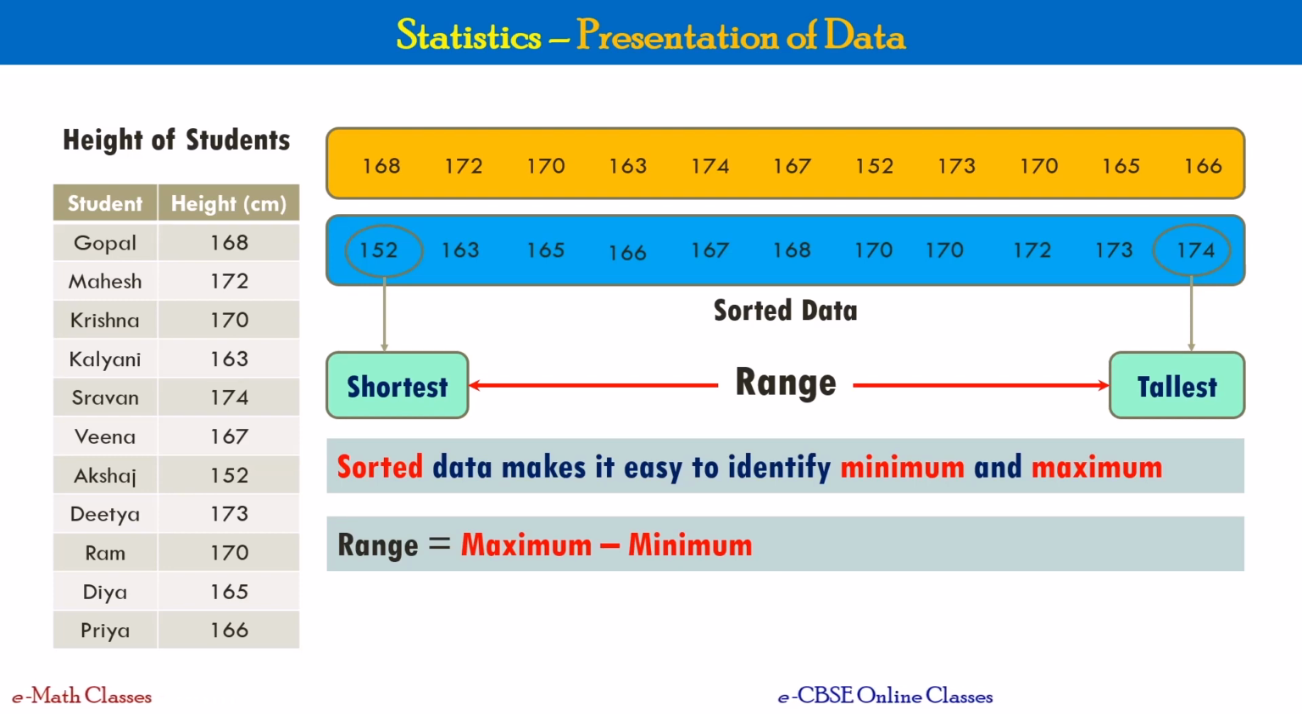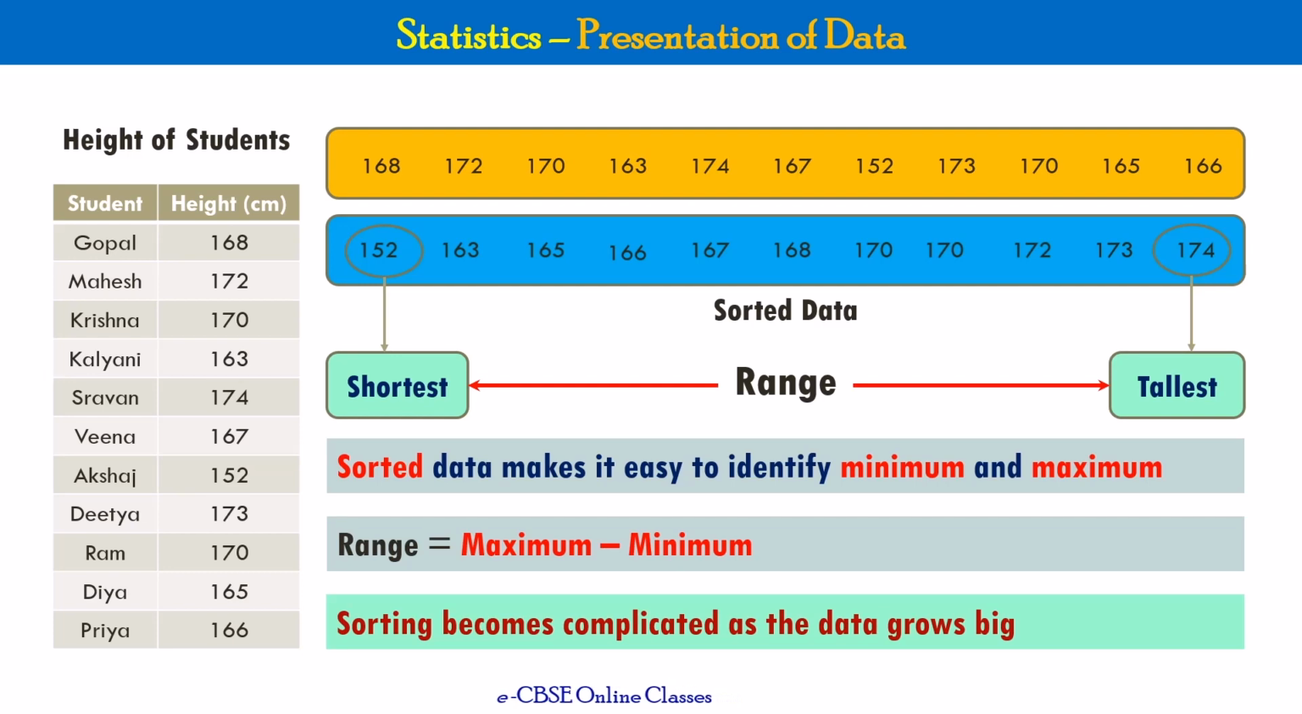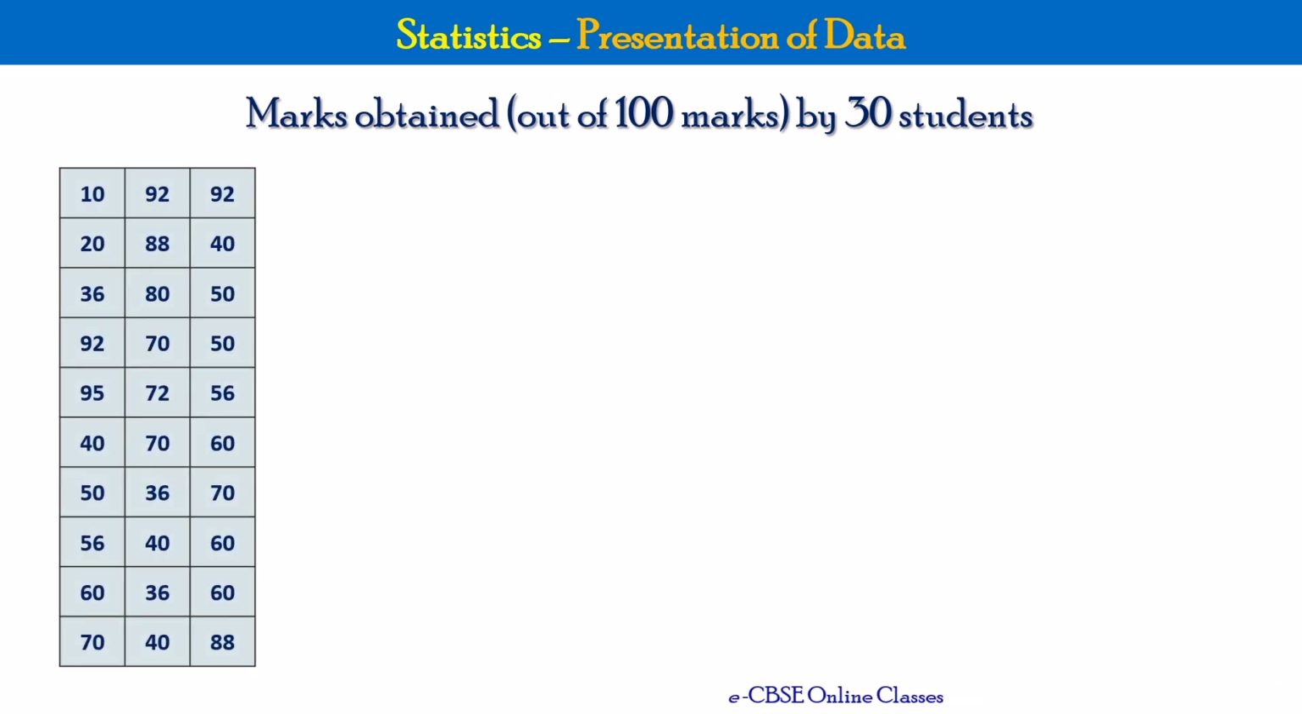However, if your data size is really big, sorting becomes really complicated. So sorting becomes complicated as the data grows big. So what would you do in such situations? We have to represent or analyze the data slightly differently. So let's take one such small example here. I'm taking marks obtained by 30 students. The maximum marks is 100. So here the table is marks out of 100. So there are 30 numbers.